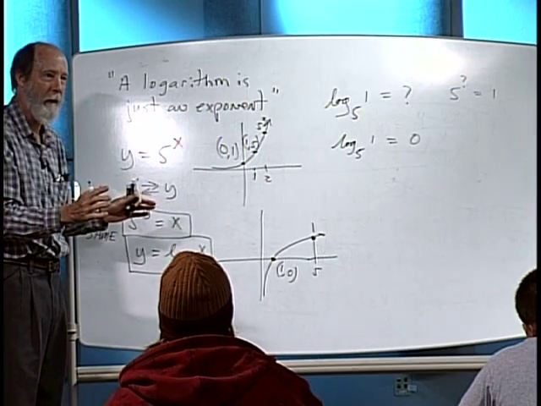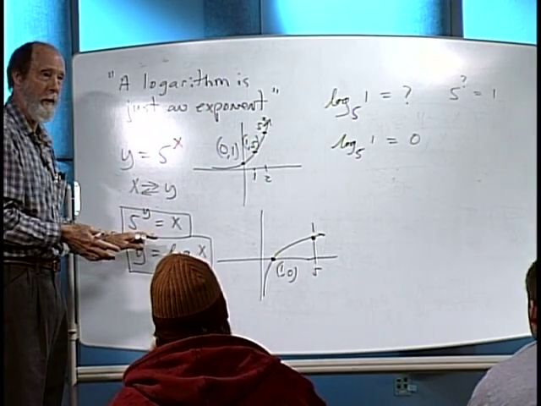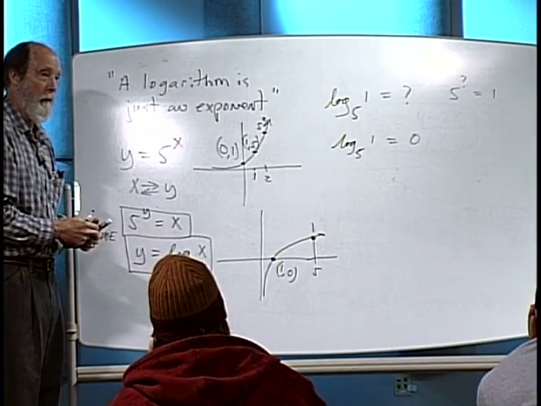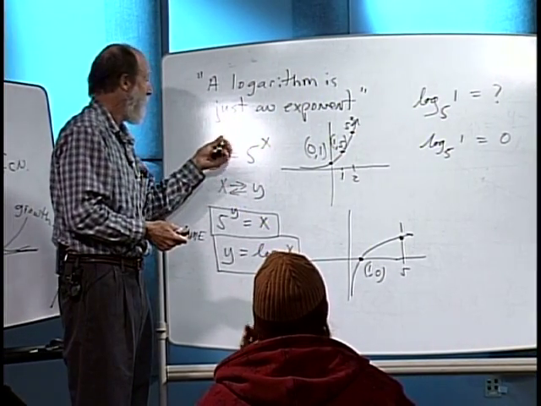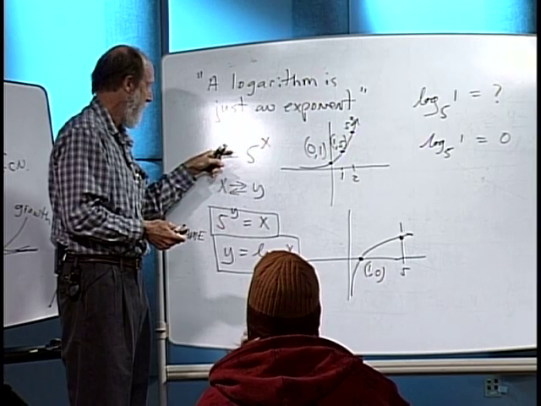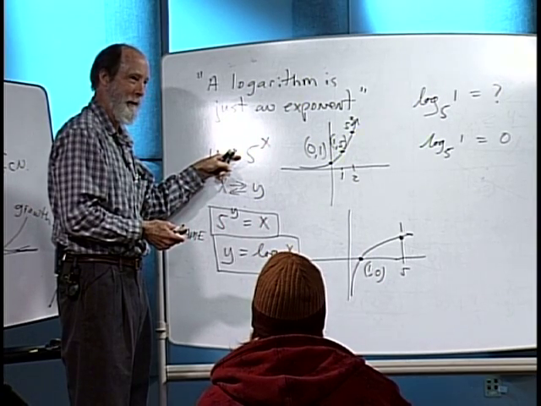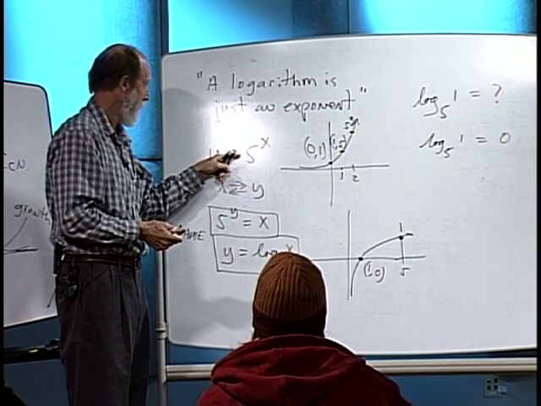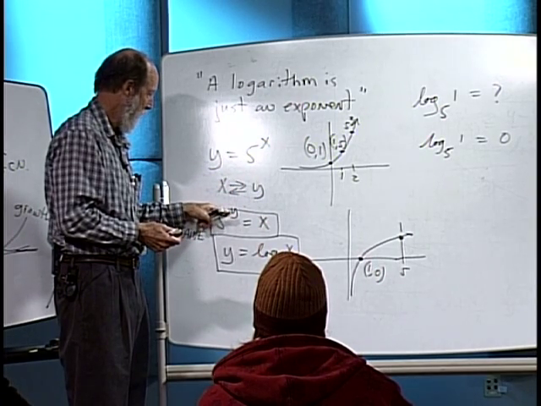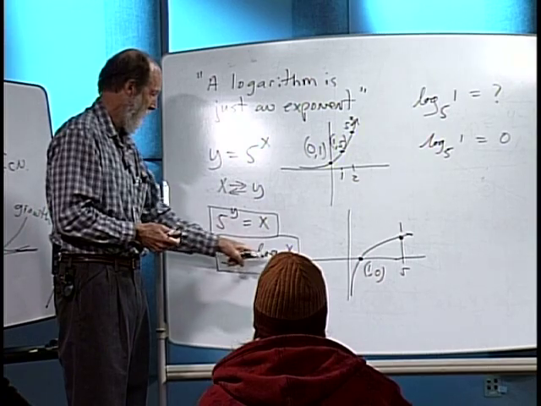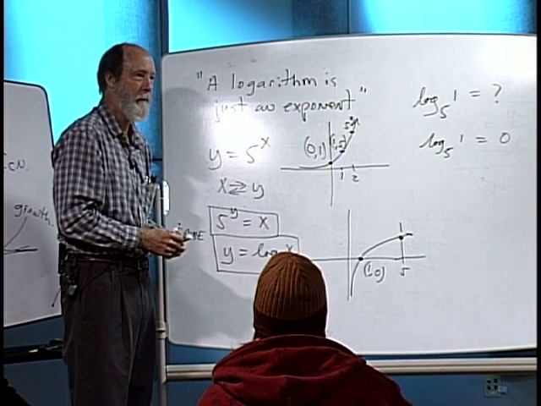So there's some new vocabulary here. You're already familiar with domain and range, and the key to understanding this is having an understanding of the exponentials. If you have an understanding of the exponentials, all you do is interchange the inputs and outputs and then solve this thing for y. Y is equal to the log base 5 of x.